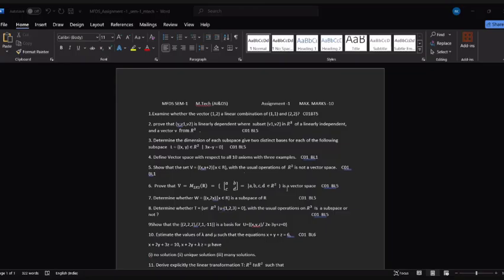Okay, ma'am. M 2 by 2 of R means elements of the matrix which is of order 2 by 2 are all real numbers. Okay, shall I make it R only, ma'am, here? Yes, you can. Okay.